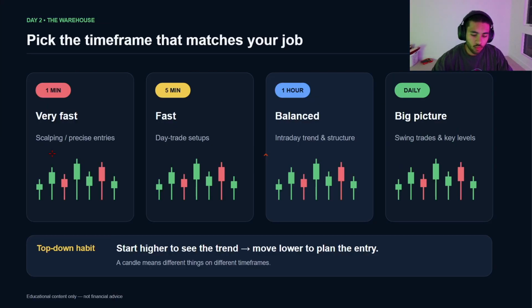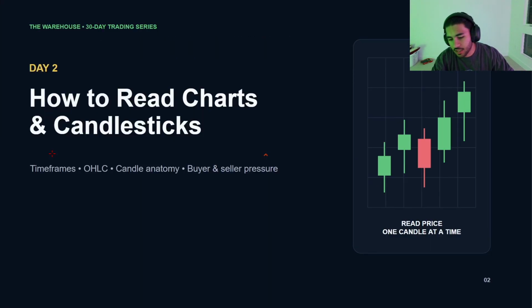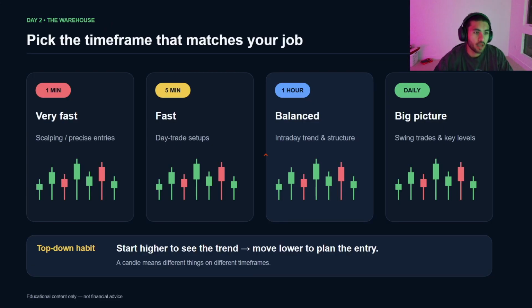Yesterday we learned what trading is. Today we'll actually be getting into the charts and taking a look at how to read charts and what candlesticks are, all that. Let's get started. First of all, we've got time frames, right?